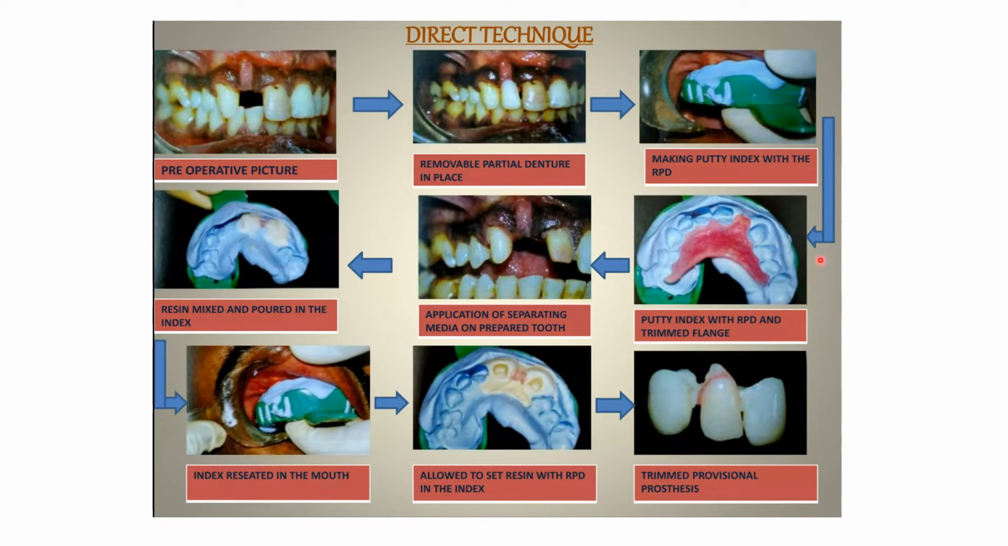After this, the putty index with the RPD is trimmed. It comes out together with it. Separating media is applied on the prepared teeth. A resin is mixed and poured in the index, and the index is reseated in the patient's mouth and allowed to set with the RPD in the index, and then the provisional is finished with a strip and cemented in the patient's mouth.